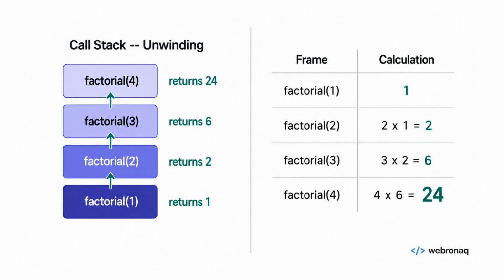Each frame resumes right where it paused, uses the value it just received, finishes its own multiplication, and hands the result to the frame above. The stack shrinks one frame at a time until it is completely empty, and factorial of 4 has its final value of 24. The build-up and the unwind together are the full story of how recursion actually executes. Let's wrap it all up.